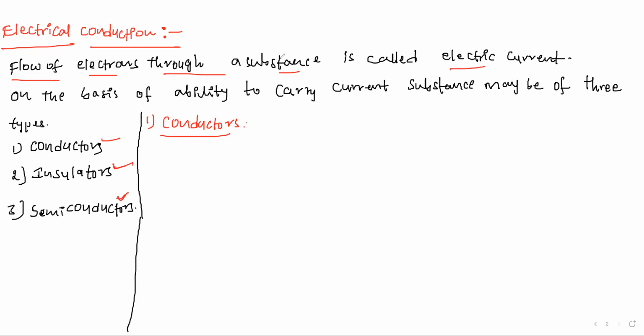Now, conductors pass current while insulators do not.